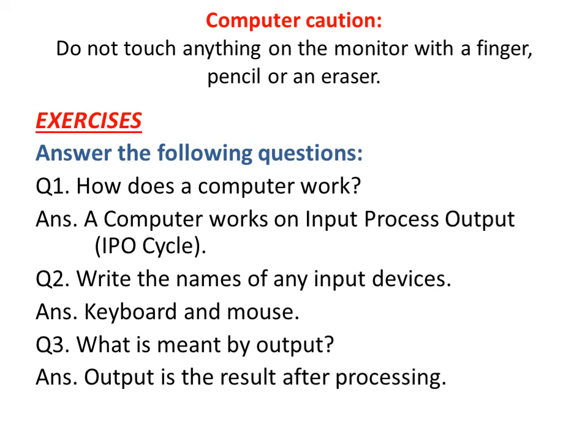Alright, let us do some exercises. Answer the following questions. How does a computer work? The answer is a computer works on input process output, that is called IPO cycle. Question number 2, write the names of any input devices. Answer is keyboard and mouse. Question number 3, what is meant by output? The answer is output is the result after processing. Do all these questions in your notebook.